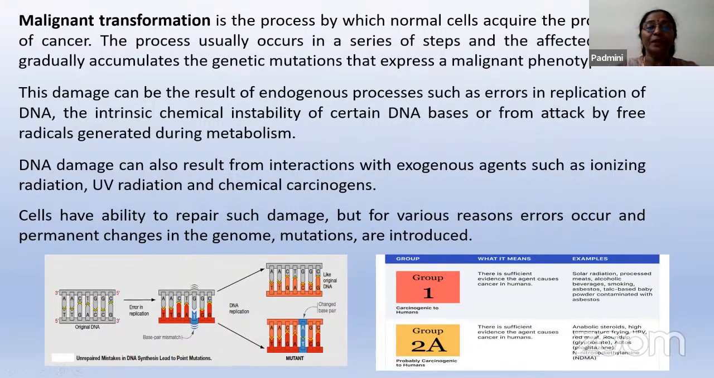Then another type is chemical instability of certain DNA bases, and then the attack of free radicals generated during metabolism. What do we mean by free radicals generated during metabolism? For example, you can talk about superoxides, oxygen with one incomplete, unstable electron. Then you have nitric oxide, which is also a free radical. And you also have hydrogen peroxide, H2O2. There are some other free radicals too, but these three have to be controlled.